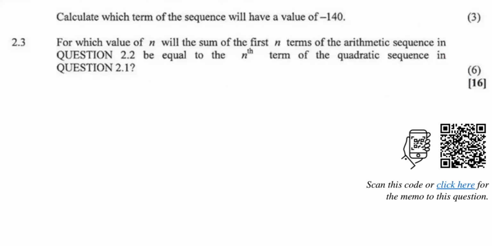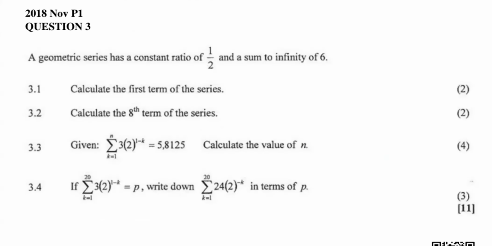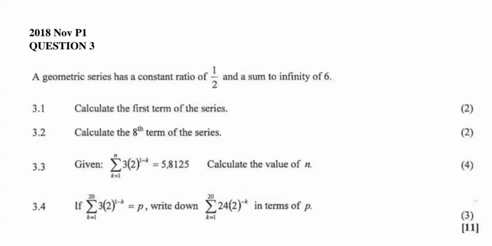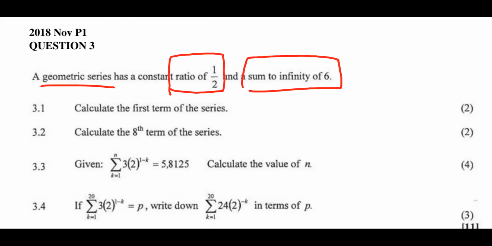Okay, moving on to the next one. So this is still from November 2018, but this is the next question. So we did the quadratic and the arithmetic. This is now the geometric sequence. A geometric sequence has a constant ratio of 1/2 and it has a sum to infinity of 6. Calculate the first term of the series.